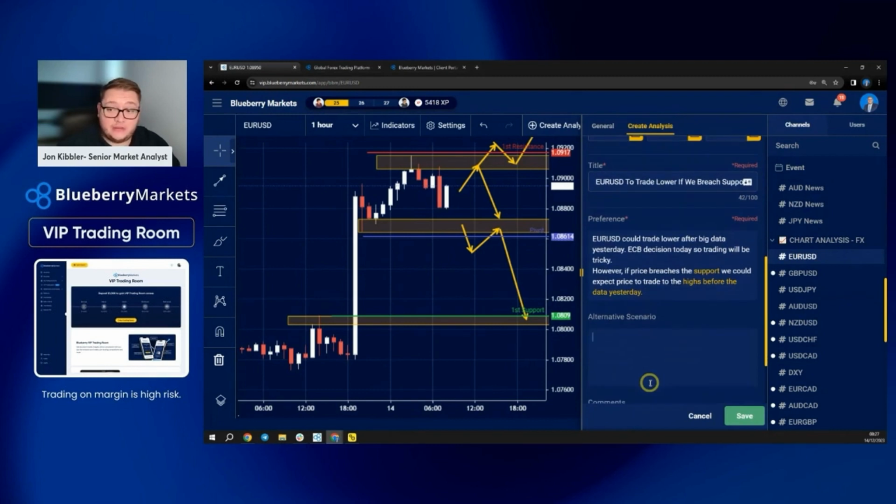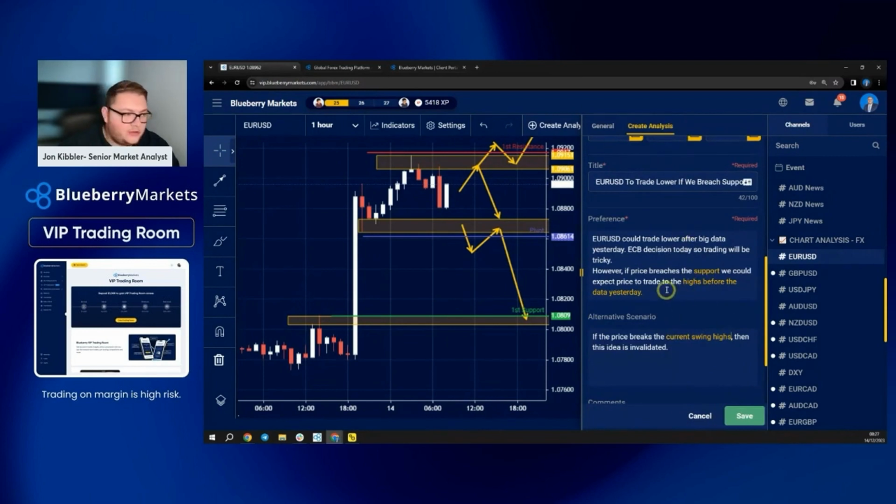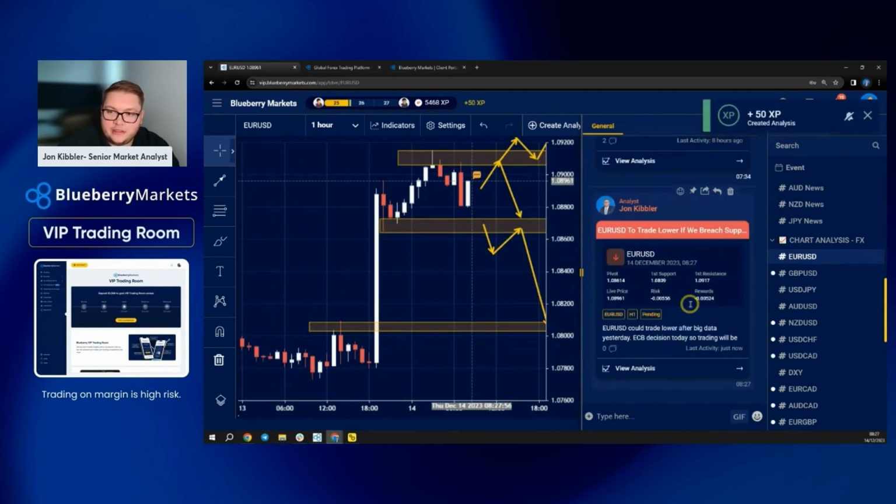Okay, we can then add an alternative scenario and say if the price breaks the current swing highs, then this idea is invalidated. Okay, and we can just say that current swing highs, I can just highlight, link object to text, click that zone there, click confirm. So whenever somebody comes to my analysis now, they can hover over the support. They know this is the support I'm talking about. Highs before the data yesterday is down here, and the current swing highs are here. Okay, I can click save, and it's going to post my analysis.